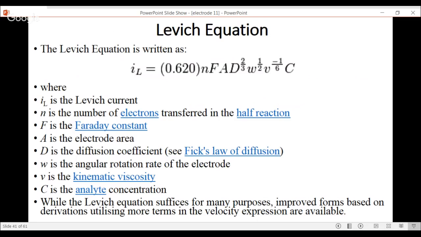So the Levich equation is written as IL, the Levich current, is given by the constant n F A D to the power of 2 by 3 W to the power of half V to the power of 1 by 6 into C, the concentration. You will see what it is, and we will also give a reasoning why all these powers are what they are.